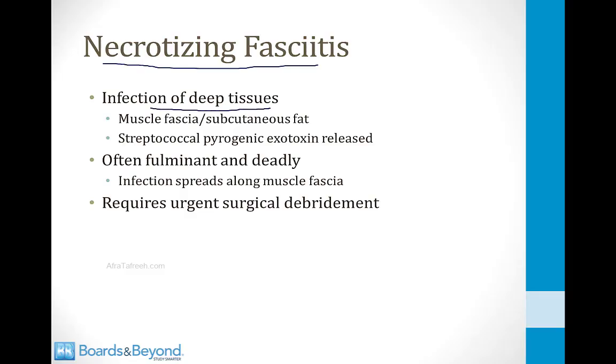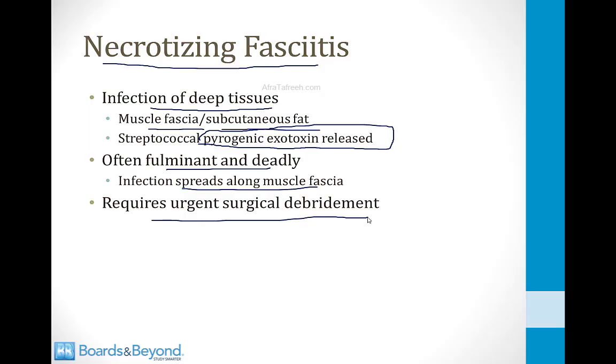Necrotizing fasciitis is a very dangerous and severe skin infection caused by strep pyogenes. It's an infection of the deep tissues like the muscular fascia and the subcutaneous fat. And it's caused by strep pyogenes strains that produce the streptococcal pyrogenic exotoxin, which gets released and leads to a lot of the symptoms and sequelae. It's often fulminant and deadly. The infection spreads along the muscular fascia, and it requires urgent surgical debridement.